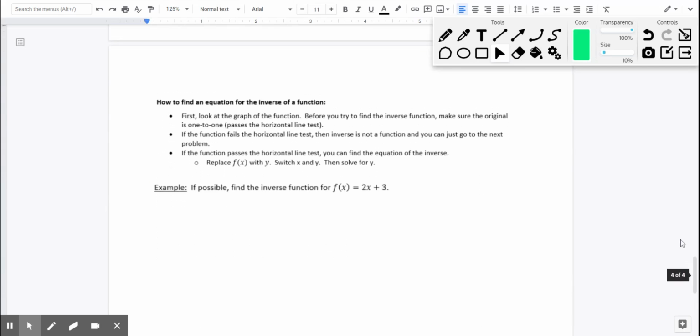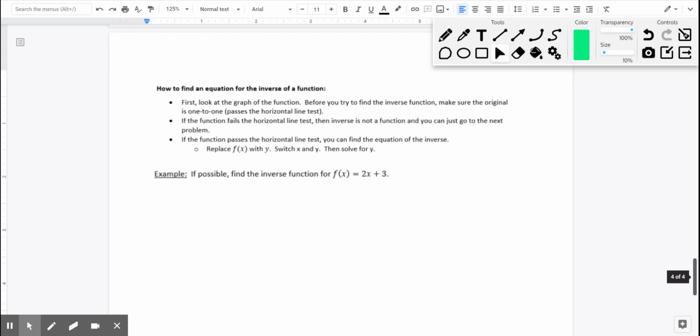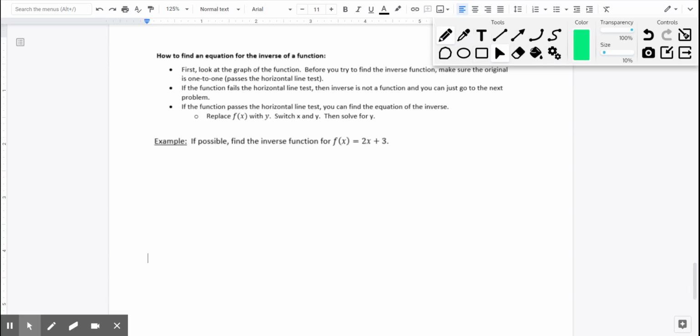Okay. So I just copied and pasted this so we could have the instructions up here again. And so what we want to do is look at the graph of this function. If we want to try to find the inverse, we want to look at the graph first. And I don't think we need Desmos for this one. This one's just a linear function. So it's a y-intercept of 3 and a slope of 2.